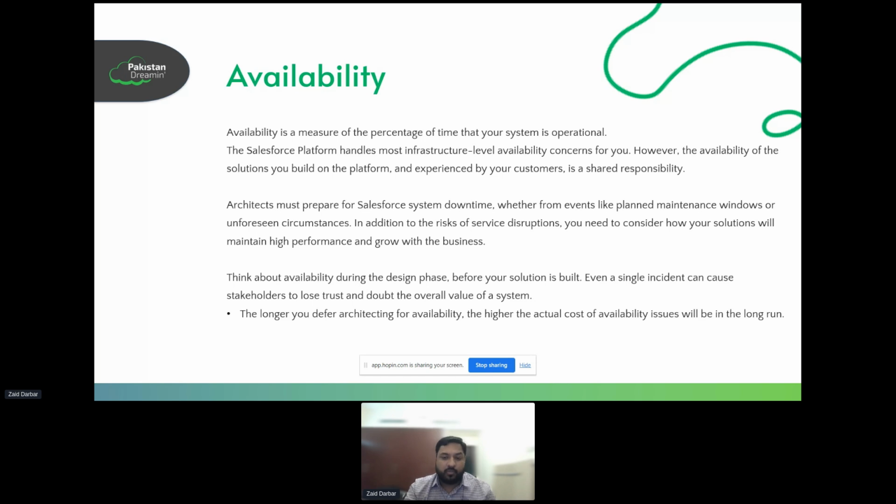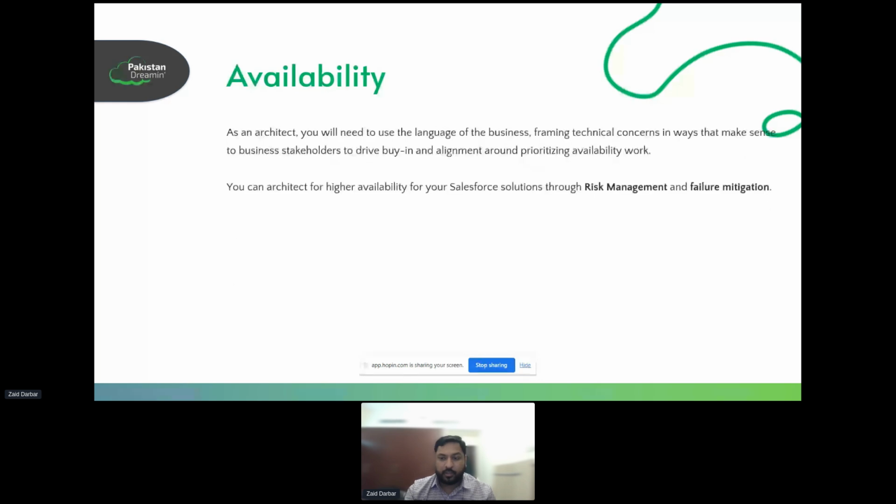When you are building it, make sure you keep enough time in the initial design phase, so that you allocate some time and resources on making sure that the system is available enough. It is not taking a lot of resources, and that is a priority as well. As an architect, your responsibility is to frame your concerns in a language that business understands.